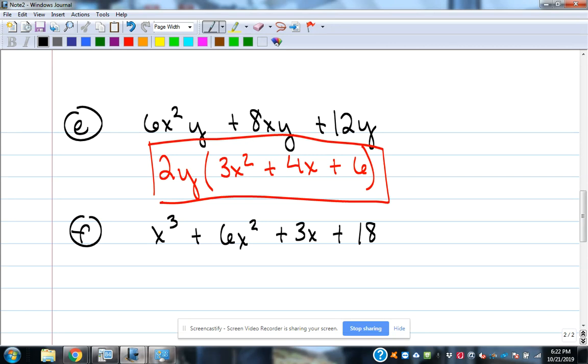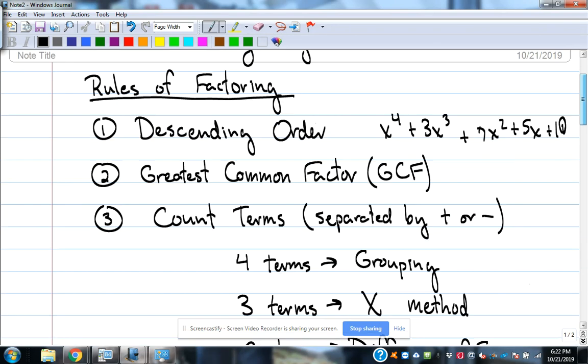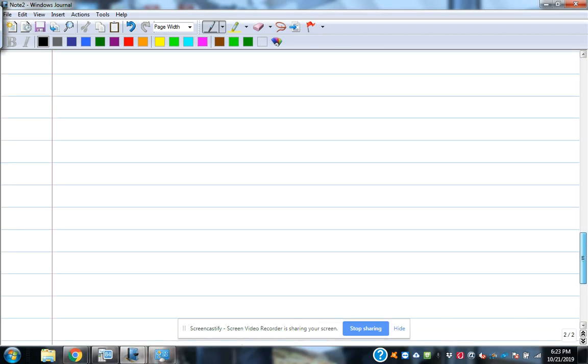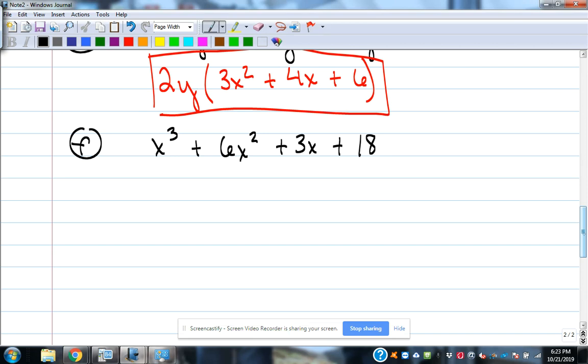So that brings us to that step in our rules of factoring where we're counting terms. Okay, this one has 4 terms, so we're going to use what's called grouping to do that. So with grouping, this is how grouping works. I'm going to write over here grouping so that you know that this is the method that we're employing here. Grouping says you put it in descending order and then you group sets of 2.